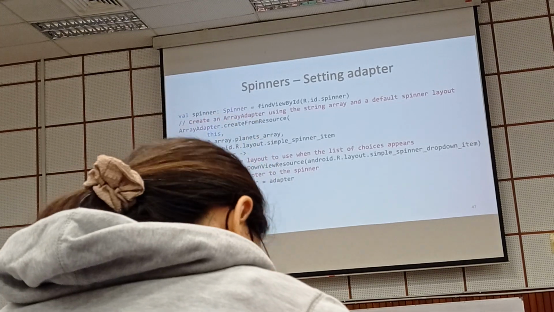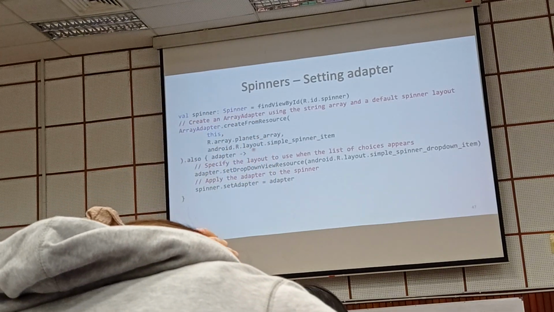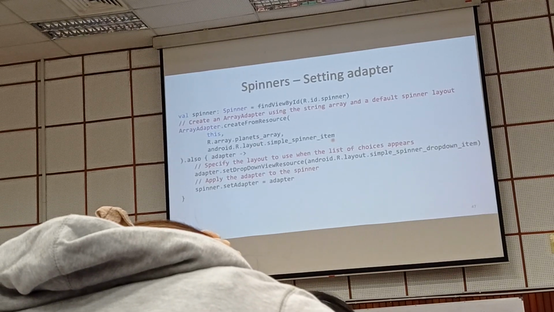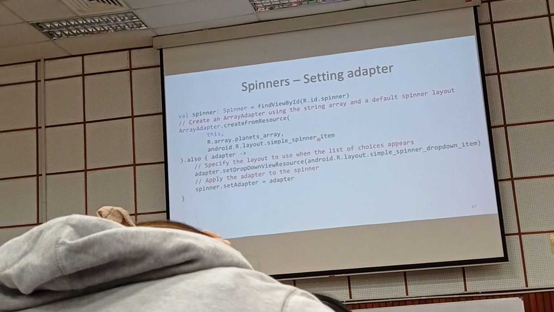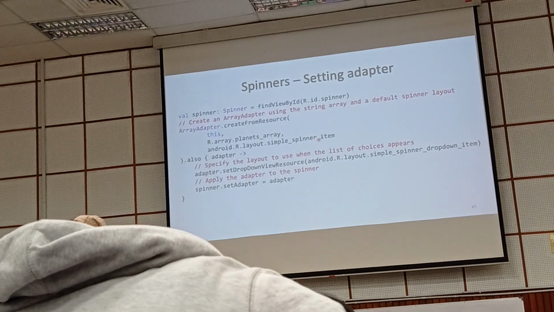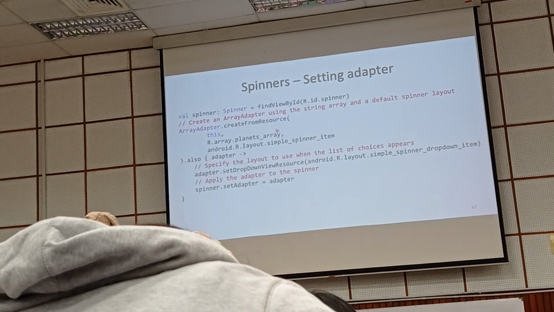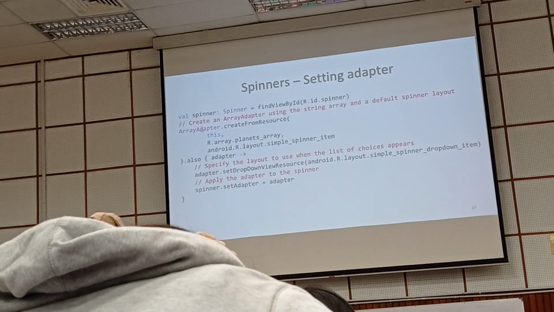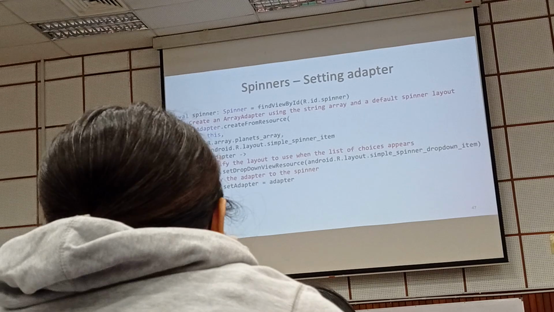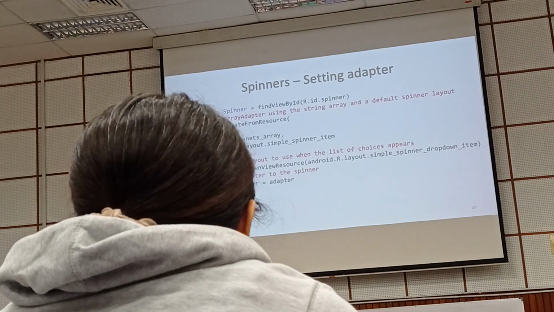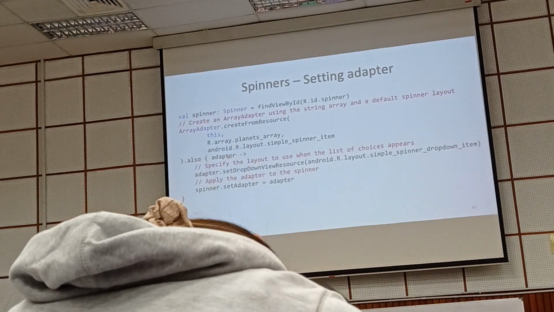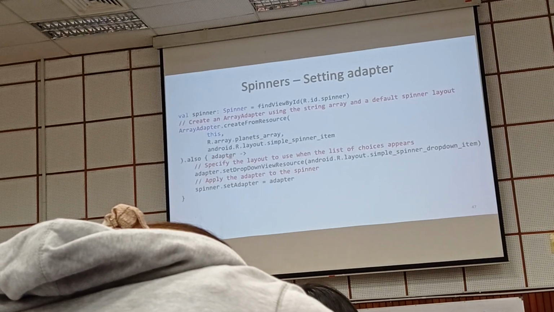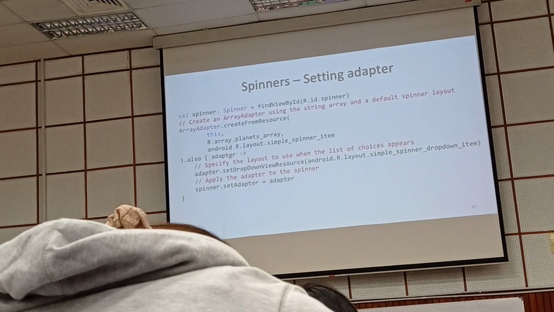System resources. It is the resources from the layout, and it is called simple spinner item. What it does is display a single item from this given array. After creating this adapter, it will be passed in as a parameter. This is the name of the parameter called adapter. This word adapter is the name of the instance of this parameter.